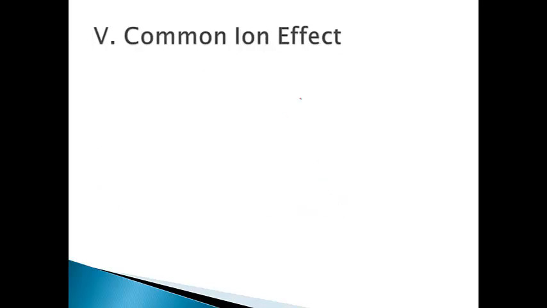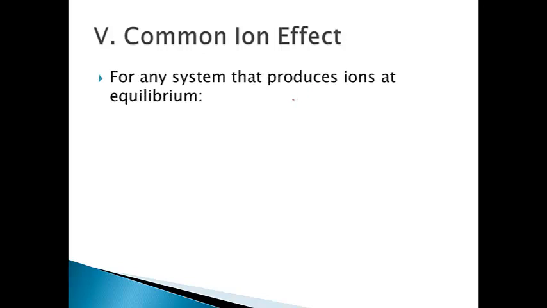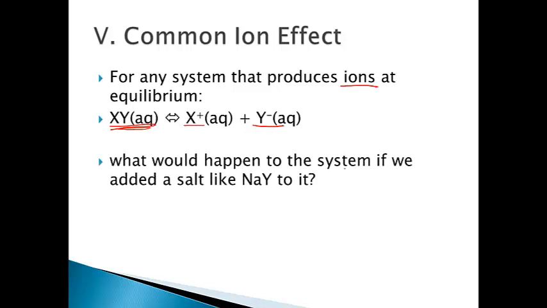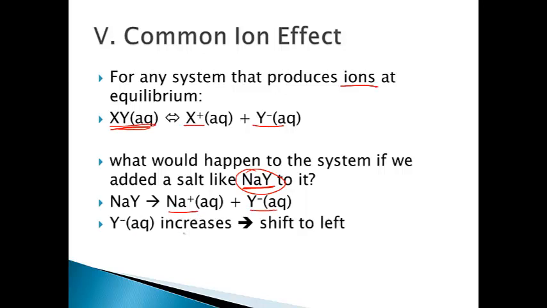Now, the common ion effect. If you have a system that produces ions and it reaches equilibrium, the substance could be ionic or molecular, but it produces X plus and Y minus. What happens if you add an ionic compound, a salt, like NaY to it? Well, because it has sodium in it, and sodium's always soluble, it's going to break up into Na plus and Y minus. Now, this Na plus does nothing to the equilibrium. You add Na plus to this equilibrium, nothing happens.